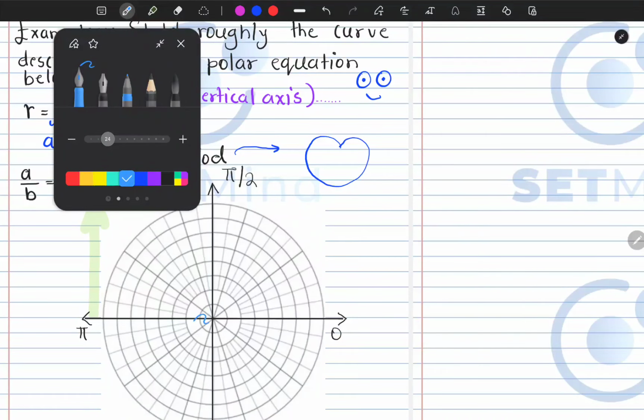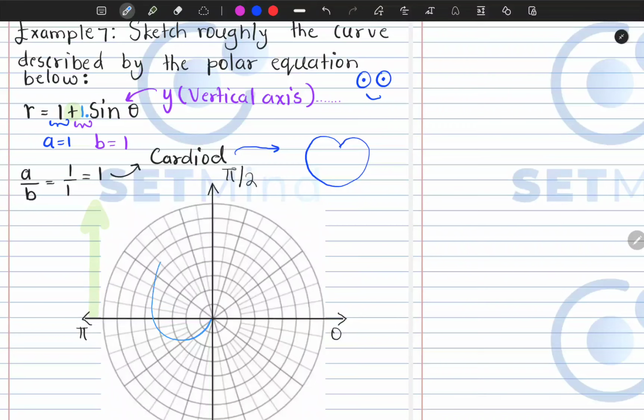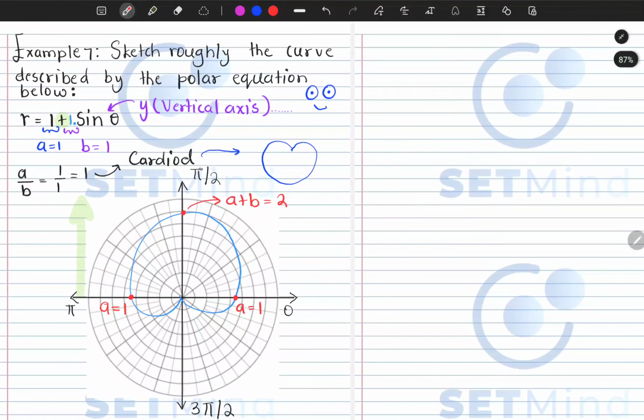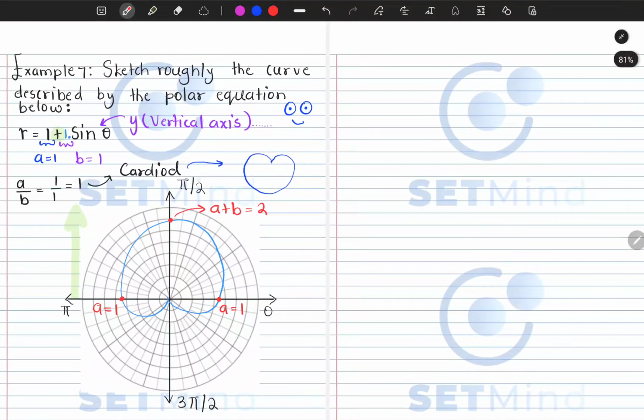So I'll go and draw it. Our cardioid will be something like this. And then we'll have that point there. And that point will always be given by a, which is 1. Then that top point there will always be given by a plus b, which will be 2, because a is 1 and also b is 1. So that is how our cardioid is going to look for example number 7.